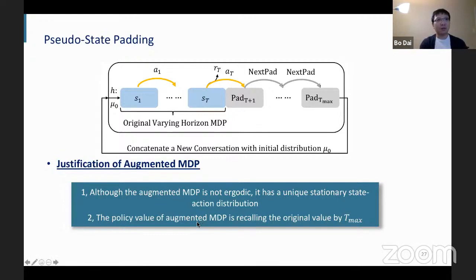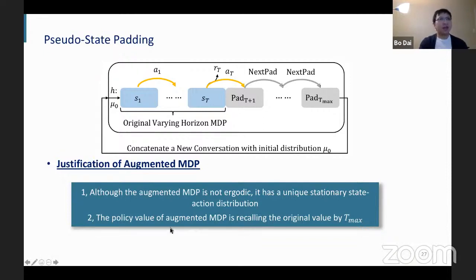Actually, we provide a confirmative answer to both of them. First, we prove that this augmented MDP is definitely not ergodic because it's periodic, it is cycling. But even so, we show that there's a unique stationary state-action distribution, which means we can utilize the DICE estimation now. The proof of this part is quite simple, you can find it in our paper. We just find it and verify it is the stationary distribution.